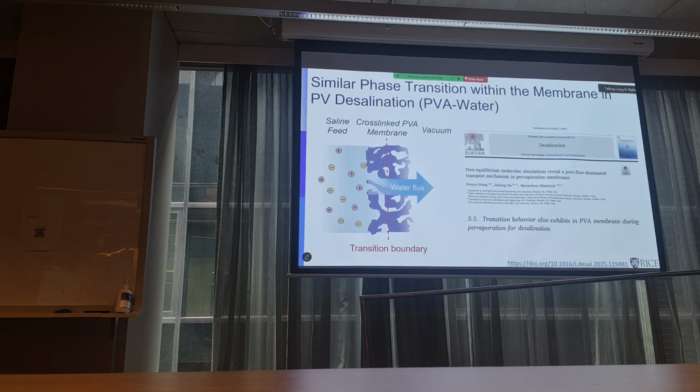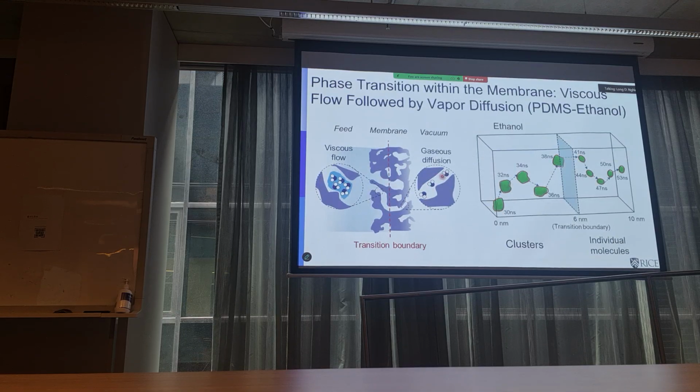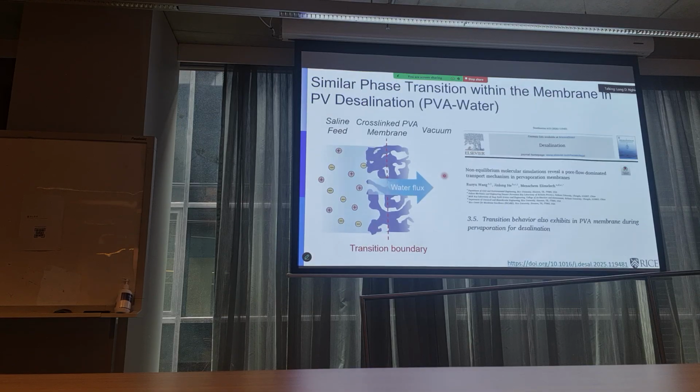Pervaporation can also be used for desalination of very high salinity brines. So here we simulated a salty solution, and we found the same behavior: the water up to a certain point is clustered and viscous, and then beyond a certain point it becomes vapor and flows as vapor, the same thing that we showed here. So for the water, it becomes vapor in the latter part of the membrane.